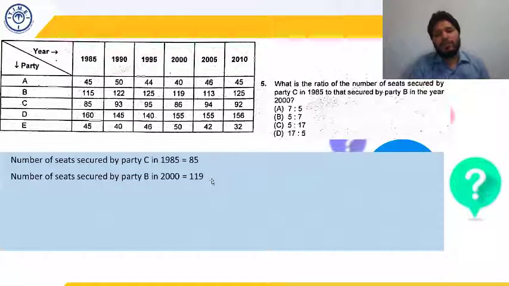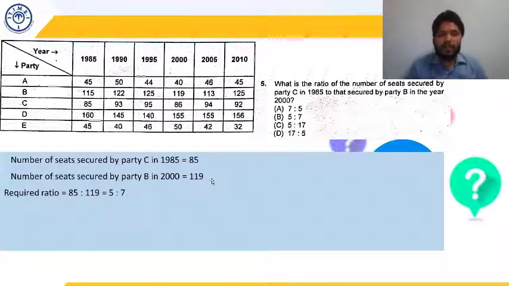So what is their ratio? 85 ratio 119. Both will get cancelled by 17. So what is my answer? 5 is to 7. Why 5 is to 7? 17 times 5 is 85 and 17 times 7 is 119. So our answer is 5 is to 7. Very easy question. We just need to find out the ratios. So the answer is choice B, which is 5 ratio 7.